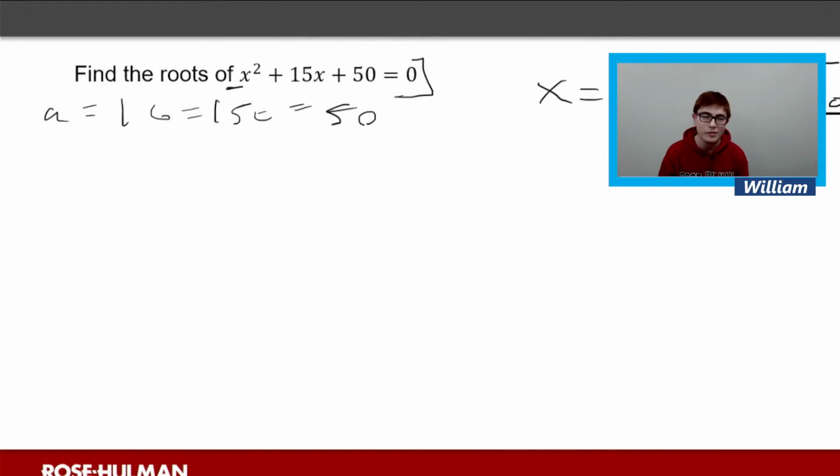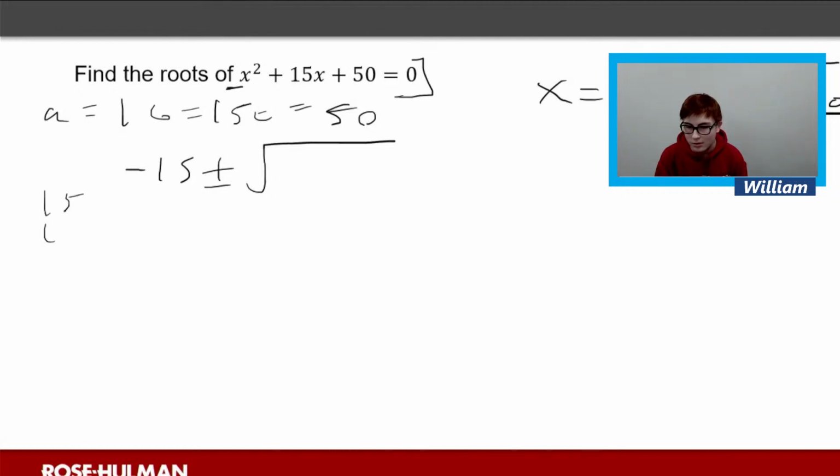This is acting like a function. If this was y equals x squared plus 15x plus 50, we want to find out where y is equal to 0. So it always has to be set equal to 0. That's very important. So here we go, let's go into the problem. Now that we've got our stuff, we can start to plug in. So we've got negative 15 plus or minus the square root of 15 squared. And 15 squared is going to be 15 times 15.